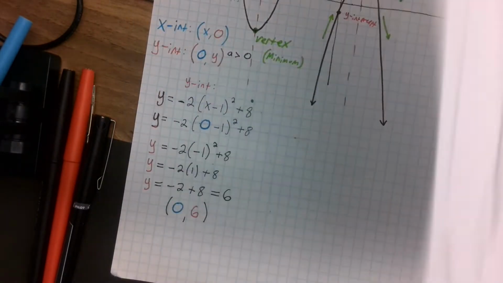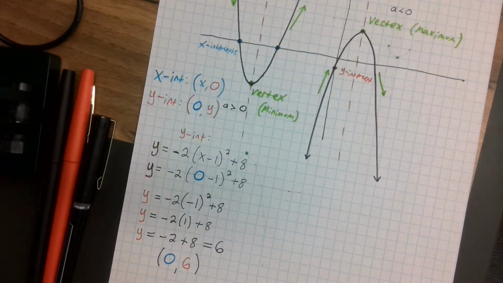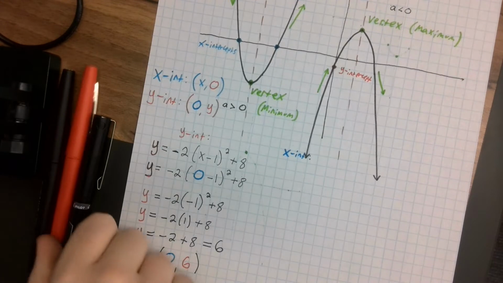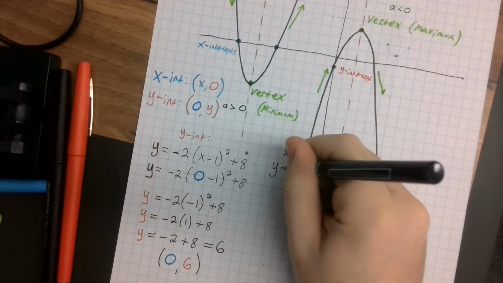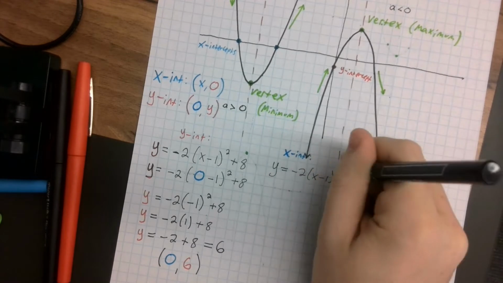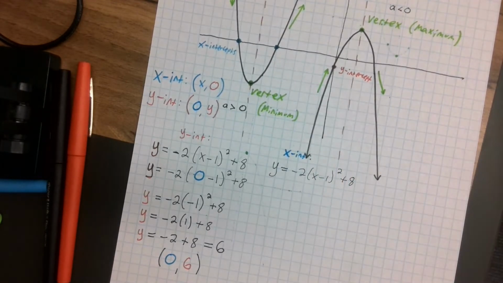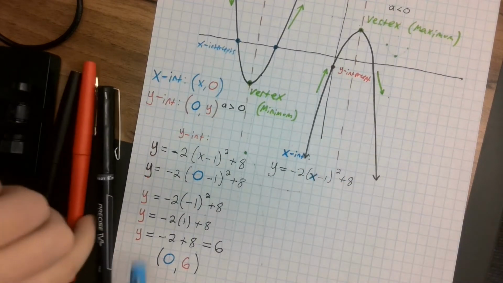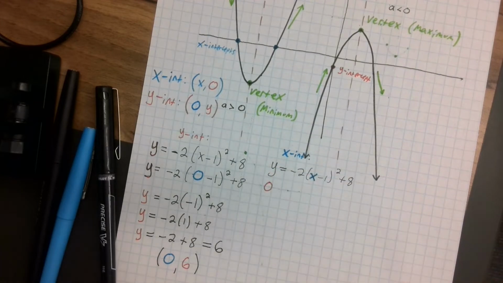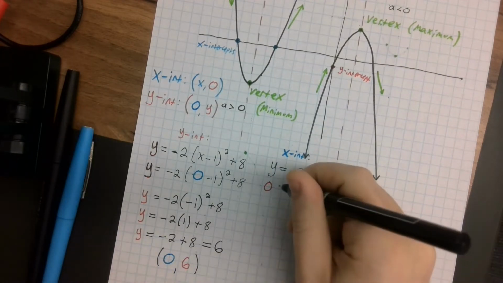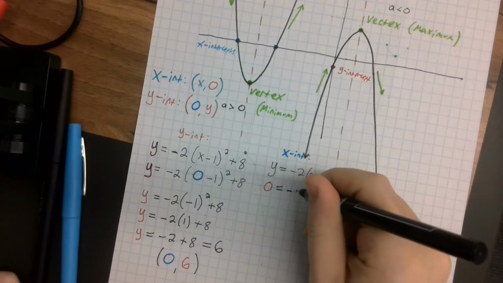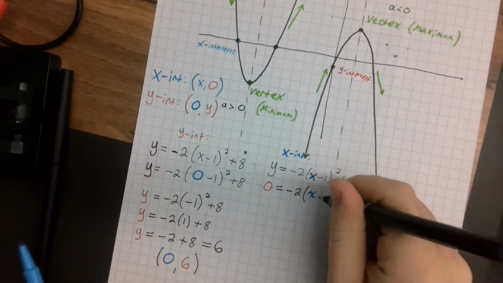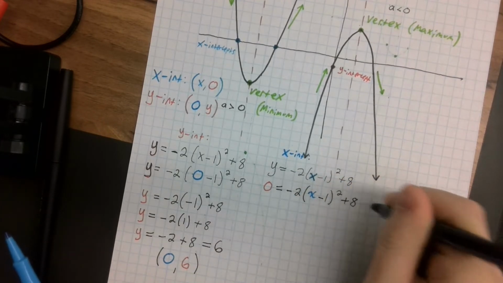Let's try this one out again. So to find the x-ints, we recall that the equation, once again, is y equals negative 2 times x minus 1 squared plus 8. And we're trying to find our x's. To do that, we can set our y value equal to 0 and solve. So if 0 equals negative 2 times x minus 1 squared plus 8. How do we solve this?